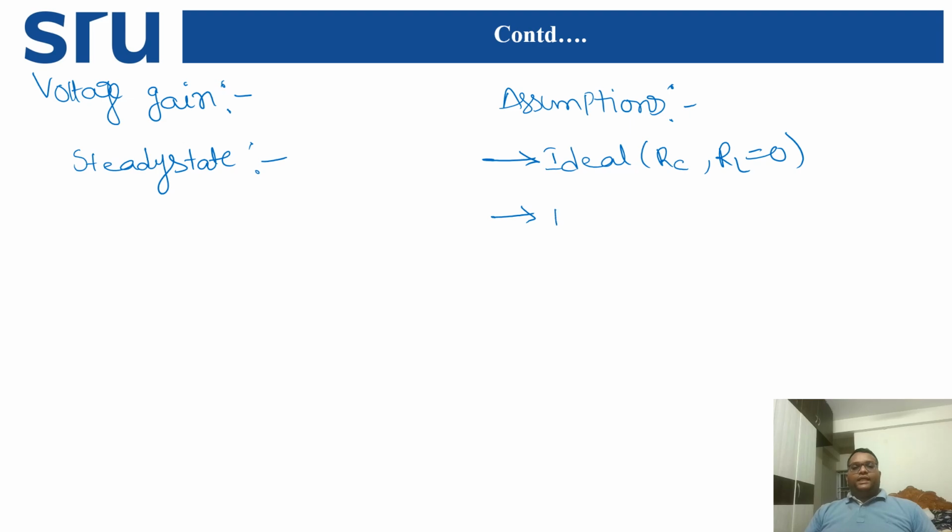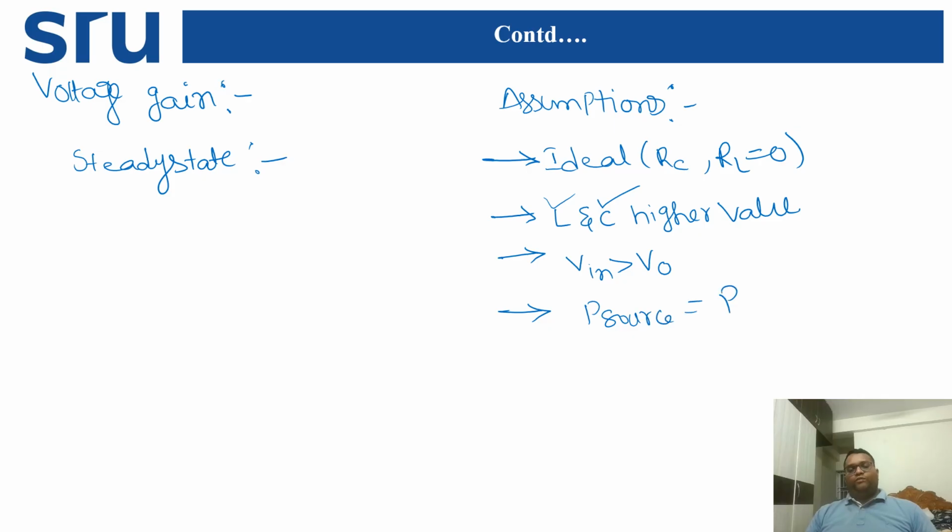Now, the selected inductor and capacitor values are much higher. The inductor will help provide the constant output current, and the capacitor will help provide the constant output voltage. The third assumption is that for a buck converter the input will be very high and the output will be less. The fourth assumption is that the source power is equal to the load power, P source is equal to P load. After that, we take a resistive load condition, I naught is equal to V naught by R.